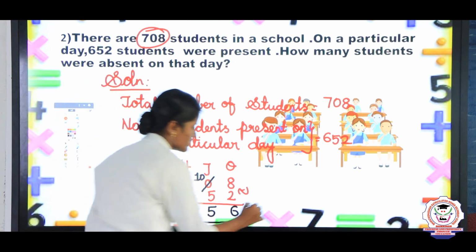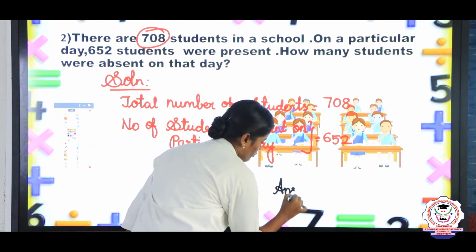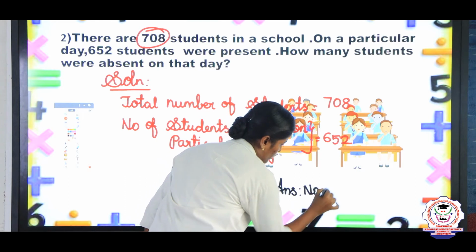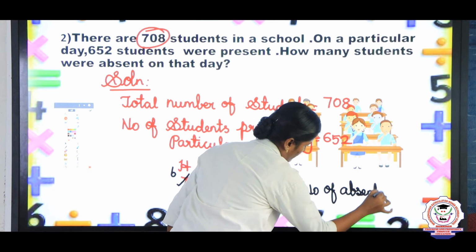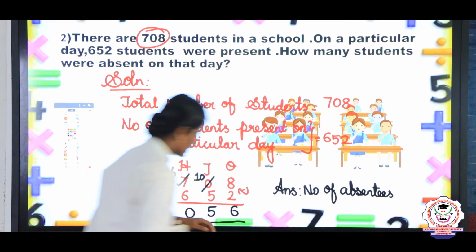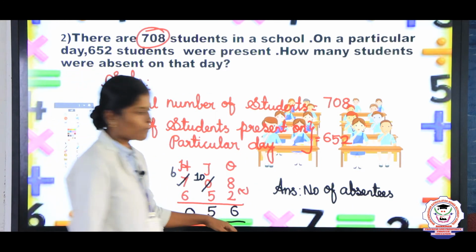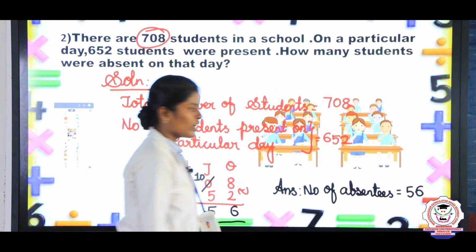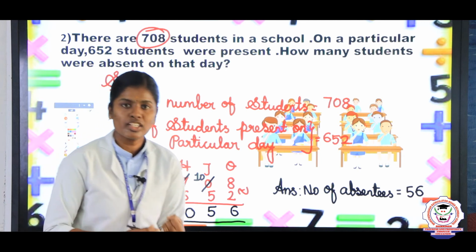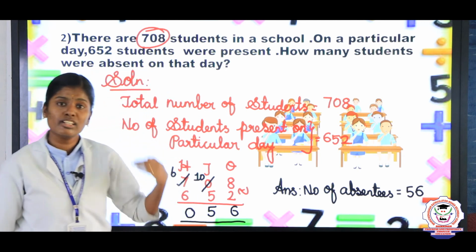So write the answer. Number of absentees. So totally 56 students were absent. So write here 56. Okay children. Next we have addition and subtraction together related story problem.